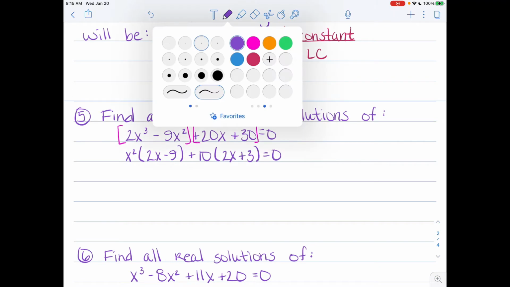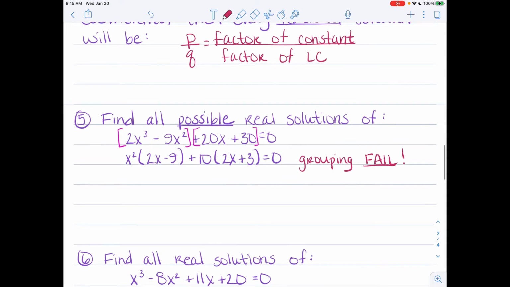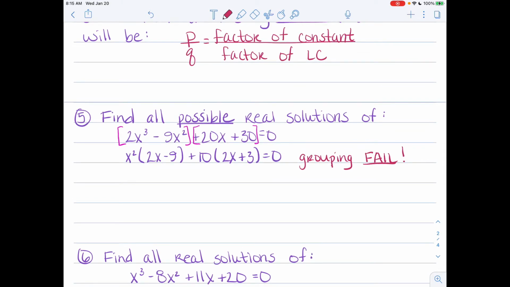Now, notice what just happened. Normally, if I'm going to be able to factor by grouping, these 2 sets of parentheses would be the same, but these are not the same. So we have what I would call a grouping fail. We failed to be able to factor by grouping. And so the way that we can still try to factor is we know that all of the real factors have to be, at a minimum, p over q as the format, a factor of the constant and a factor of the lead coefficient.